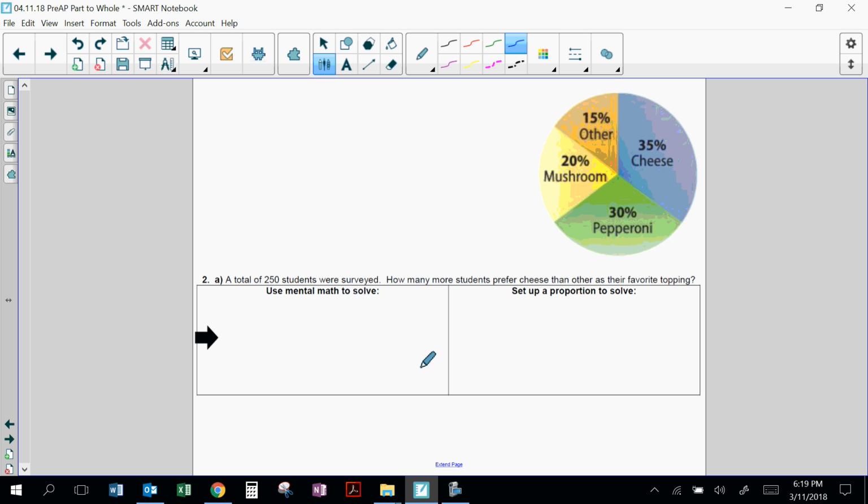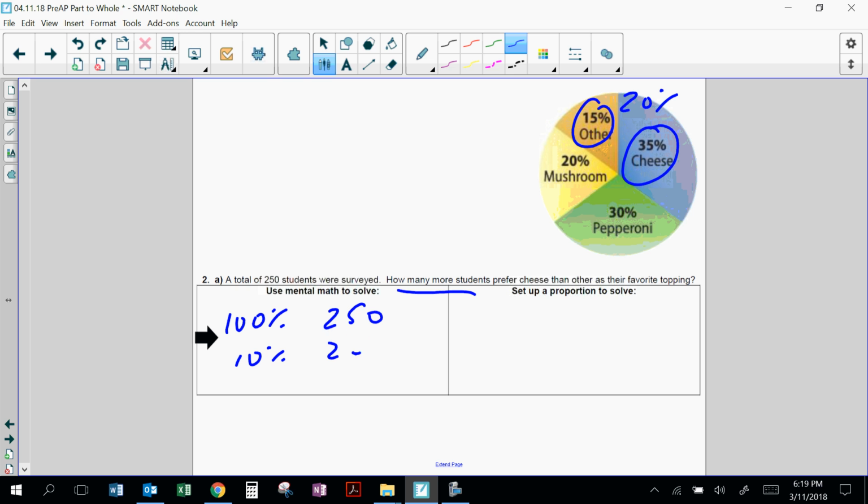Here's another question. A total of 250 students were surveyed. How many more students prefer cheese than other? So how many more students like cheese than other? Here's cheese. Here's other. That means 20% more people like cheese than other. There's a 20% difference. So let's use mental math. 100% of 250 is 250. 10% is 25. So 20% would be 50.